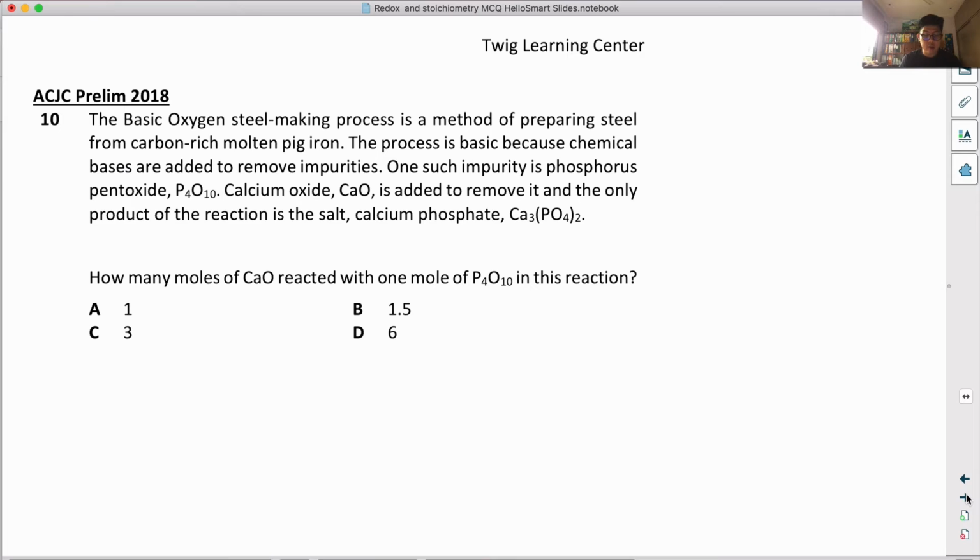The basic oxygen steelmaking process is a method of preparing steel from carbon-rich molten pig iron. One such impurity is phosphorus pentoxide.